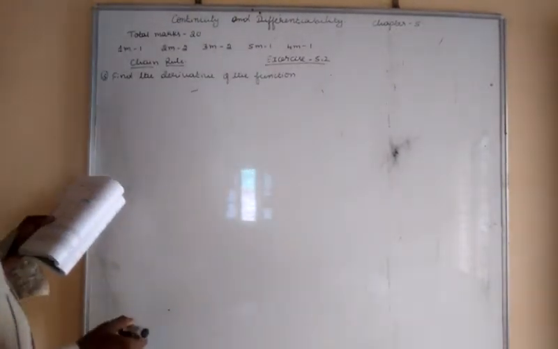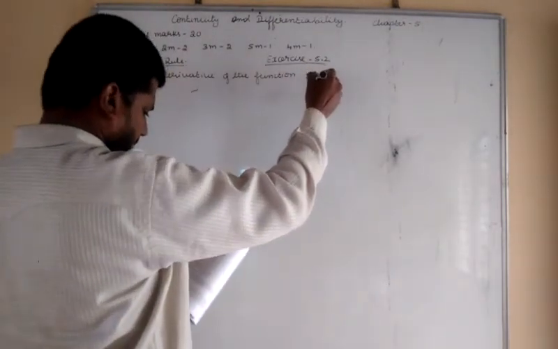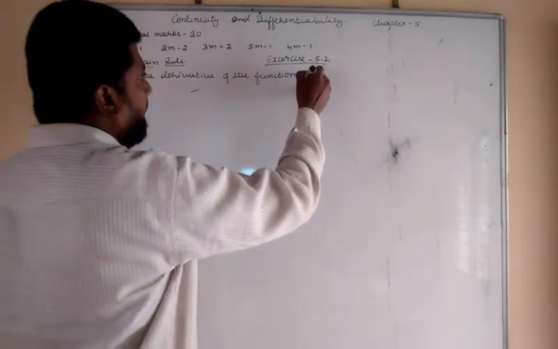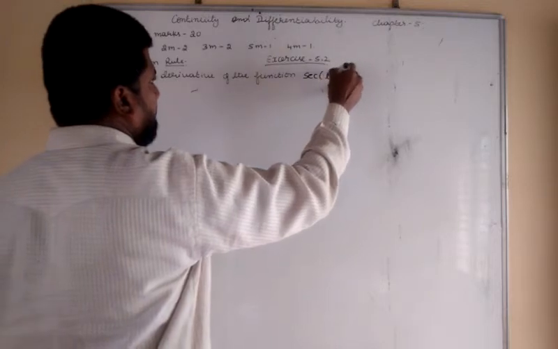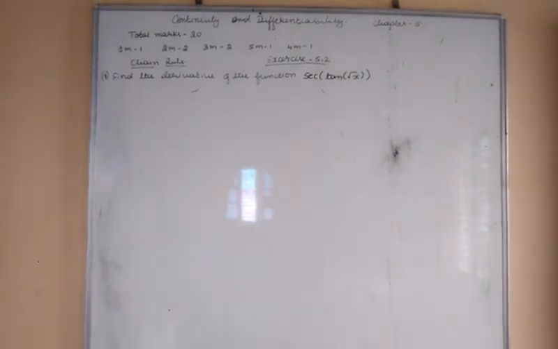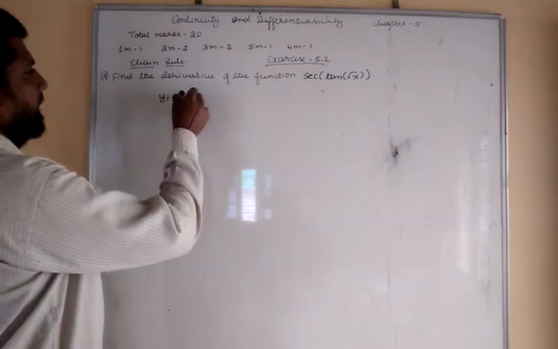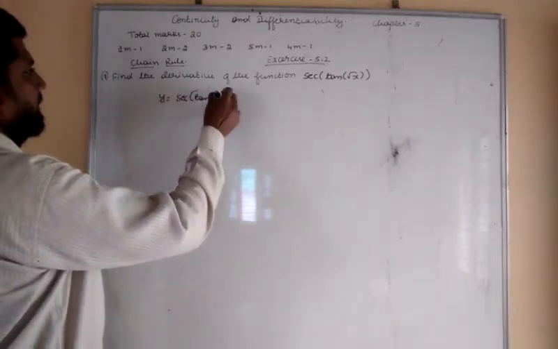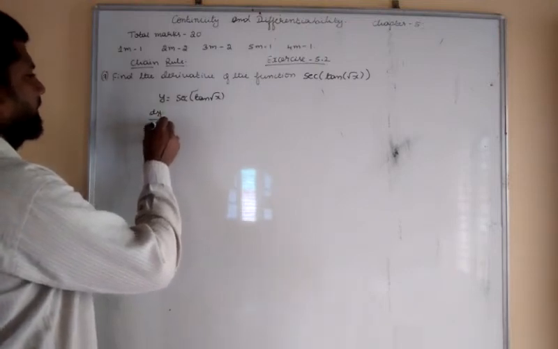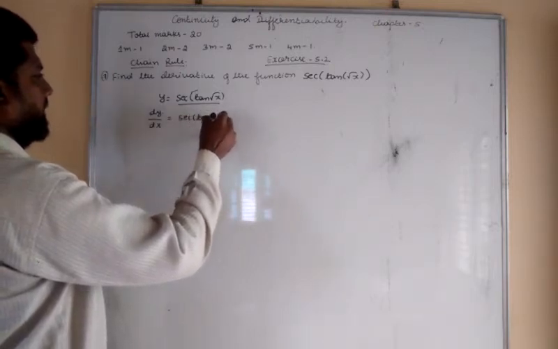Let us go for the next problem. Seventh one. Secant of tan root x. Y is equal to secant of tan root x. Differentiation of y with respect to x: secant x differentiation is secant x into tan x, in the place of x tan root x is there.